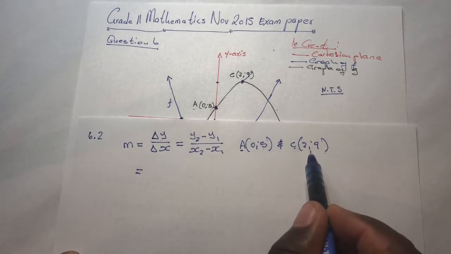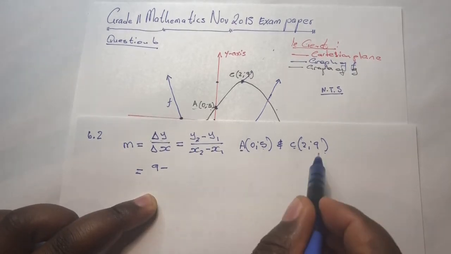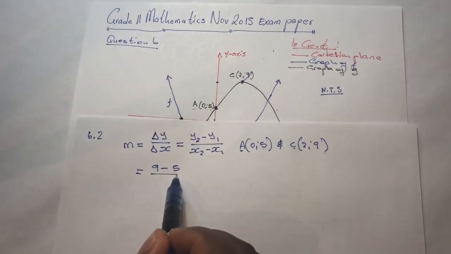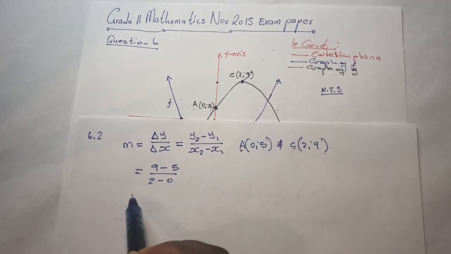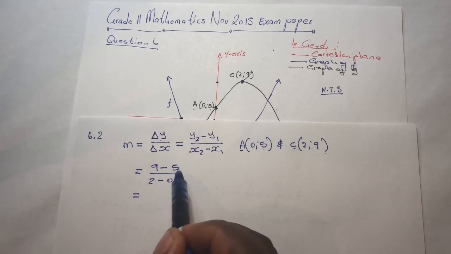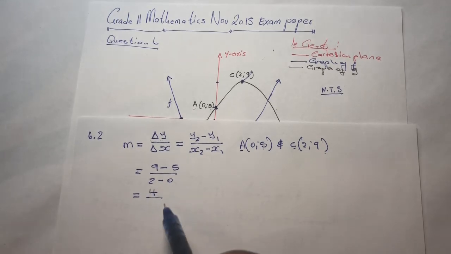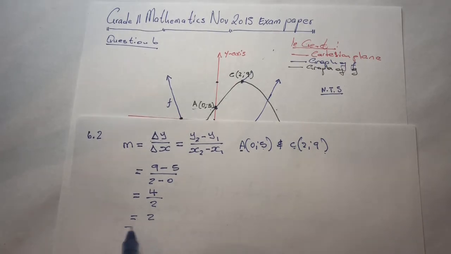So you've got your y2, which is 9, minus y1, which is 5, over x2, which is 2, minus 0. So this is equals to, let's see, 9 minus 5, which equals 4, over 2 minus 0, which equals 2. So that means the average gradient is equal to 4 divided by 2, which is 2.